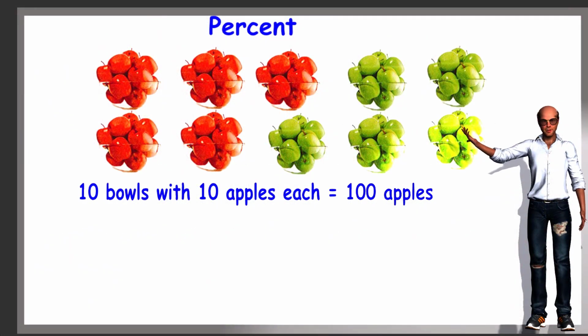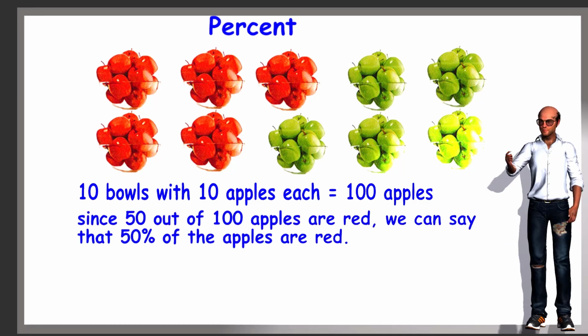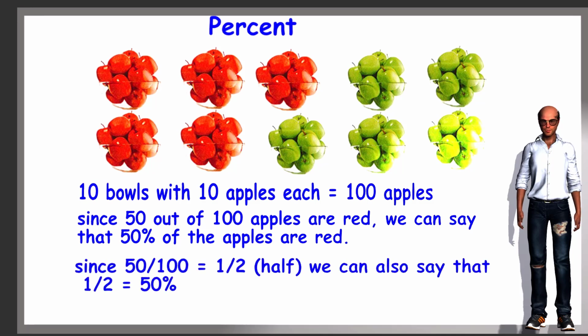10 bowls with 10 apples each equals 100 apples. Now since 50 out of 100 apples are red, we can say that 50% of the apples are red. Since 50 over 100 equals half, we can also say that half equals 50%.